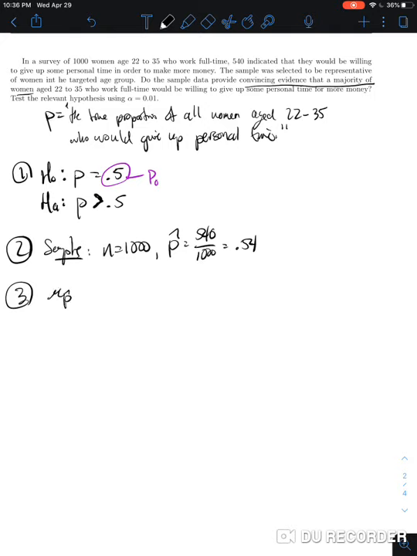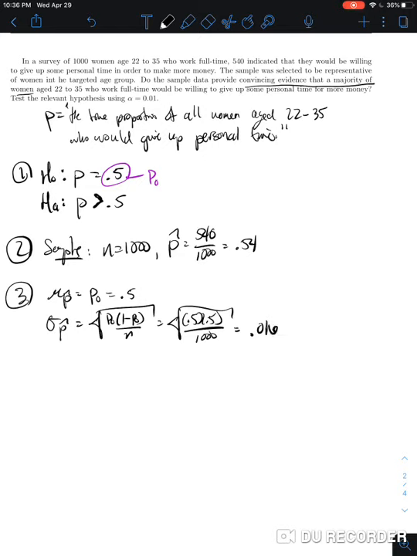So here we can find the mean, which is always P0, which is 0.5, and the standard deviation of the sampling distribution. So that's the square root of P0 times 1 minus P0 over n. So this would be the square root of 0.5 times 0.5 all over 1,000. So put that in the calculator real quick. So we get the square root of 0.5 times 0.5 divided by 1,000, and that is 0.016.